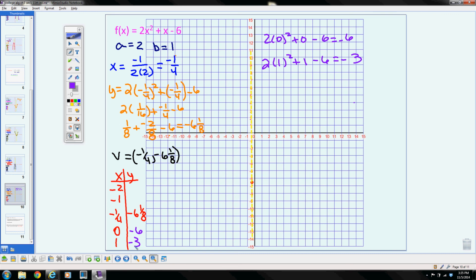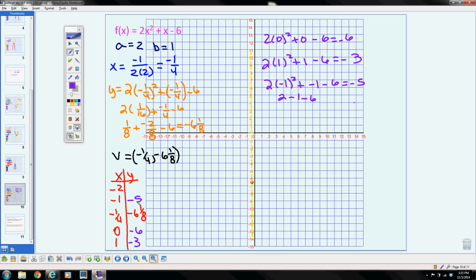Now let's try negative 1. That's going to be 2 times negative 1 squared plus a negative 1 minus 6. That's going to be 2 times 1, which is 2. 2 minus 1 is 1. And 1 minus 6 is negative 5. So here we have 2 minus 1 minus 6, which gives us a negative 5. Let's go over here and put in a negative 5.